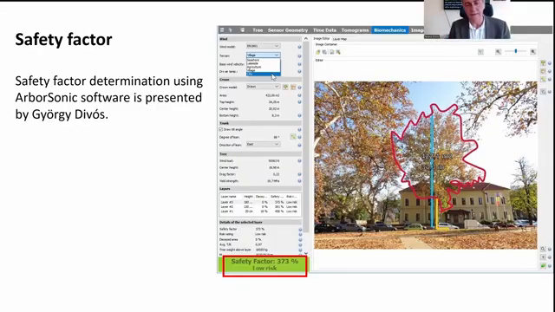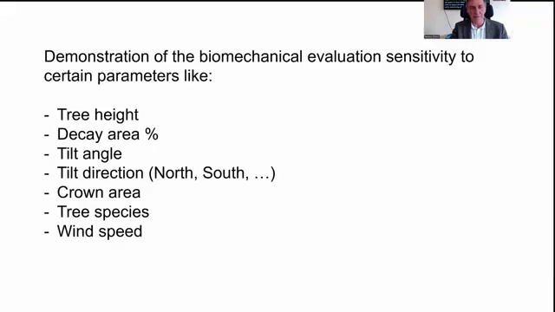So thank you, Jerry. I believe you realize that using the biomechanical section of the software is not too complicated. We need to go through this procedure you have already seen. Now I did a little play with it. I would like to give you some demonstration of the biomechanical evaluation sensitivity to parameters shown here: the tree height, decay area, tilt angle, tilt direction, crown area, tree species, wind speed.